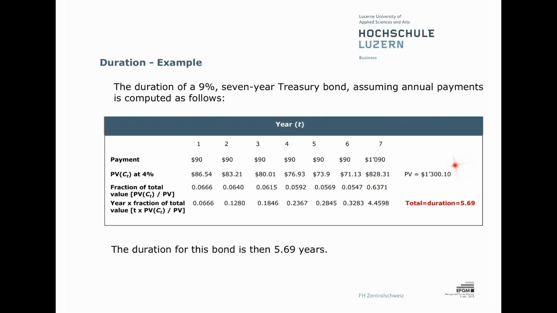Summing up, these discounted cash flows yields the present value of the corresponding cash flow stream. The third step is to compute the ratio of each discounted cash flow to the present value of the bond. Finally, we only have to weight this fraction with the corresponding year and to sum these numbers up, which implies that the duration for this bond is 5.69 years.